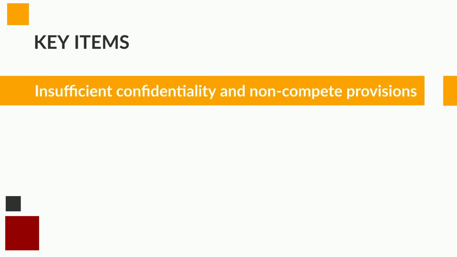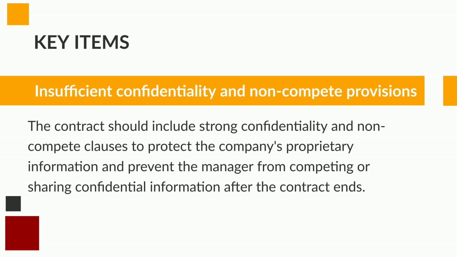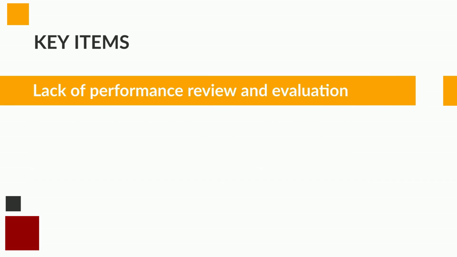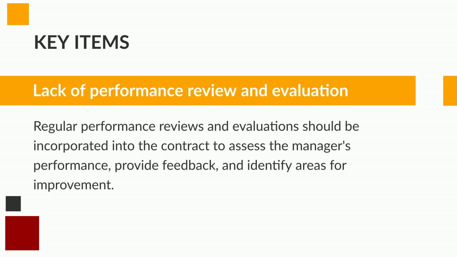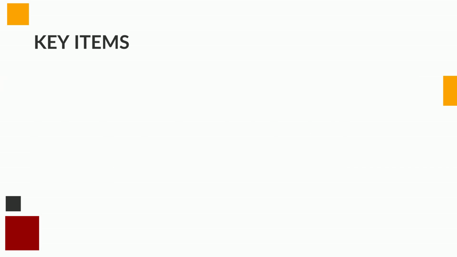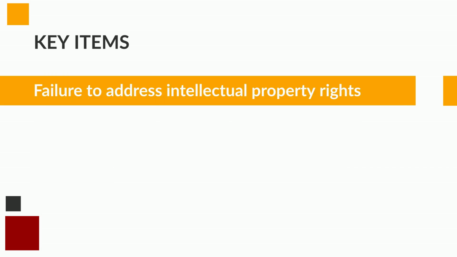Insufficient confidentiality and non-compete provisions. The contract should include strong confidentiality and non-compete clauses to protect the company's proprietary information and prevent the manager from competing or sharing confidential information after the contract ends. Lack of performance review and evaluation. Regular performance reviews and evaluations should be incorporated into the contract to assess the manager's performance, provide feedback, and identify areas for improvement.